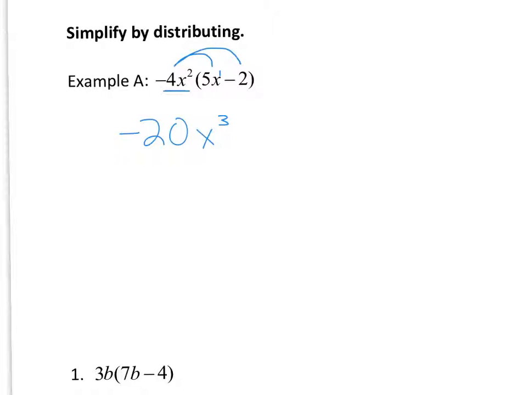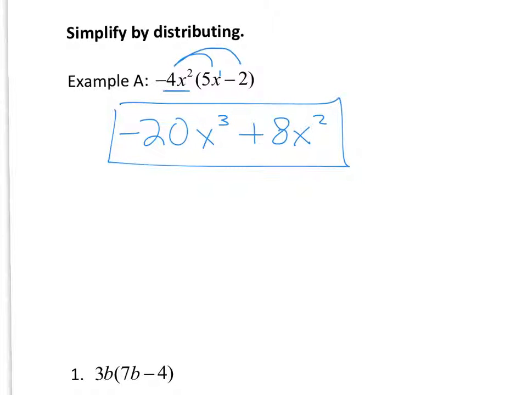Okay, and then I'll do the same to the minus 2 part. So negative 4x squared times negative 2 gives me positive 8x squared. And that's it. That's my answer. We're not solving, we're just simplifying. There's nothing to solve for. There's no equal sign. Okay? All right, so let's try example B.